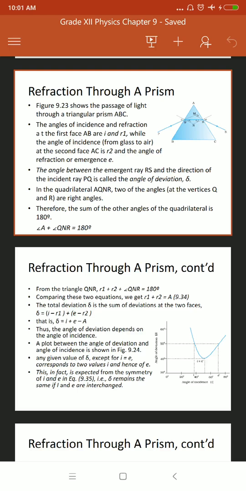If the positions of I and E are interchanged, as you can see from the prism diagram, the angle of incidence is on the left side and the emergence angle is on the right side. This means the object is on the left side and light falls from that left side onto the first surface of the prism, and from the right side the image is generated.